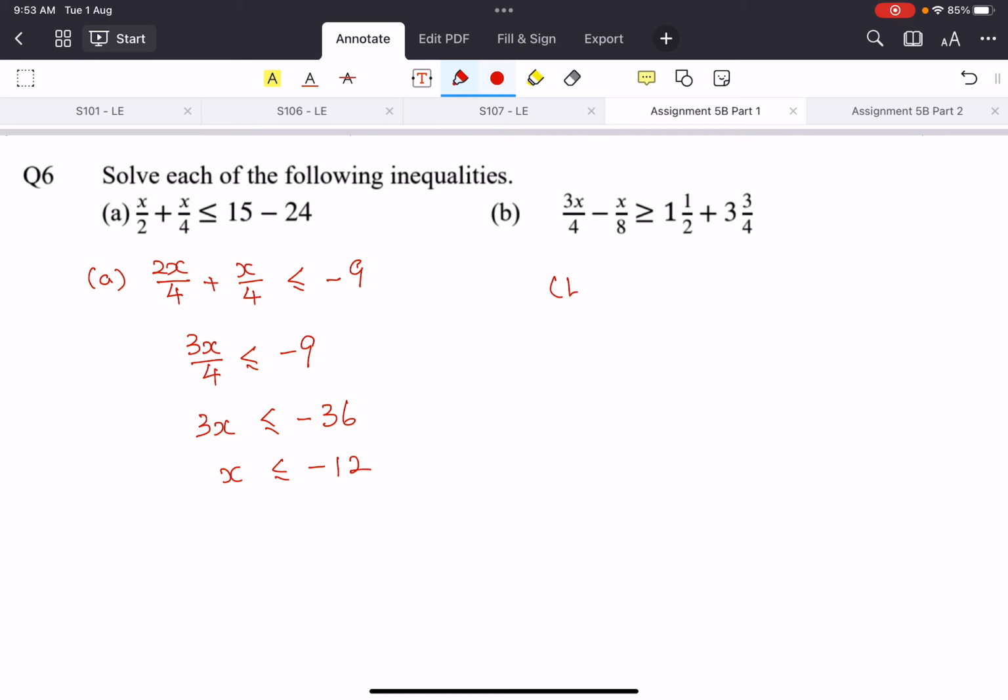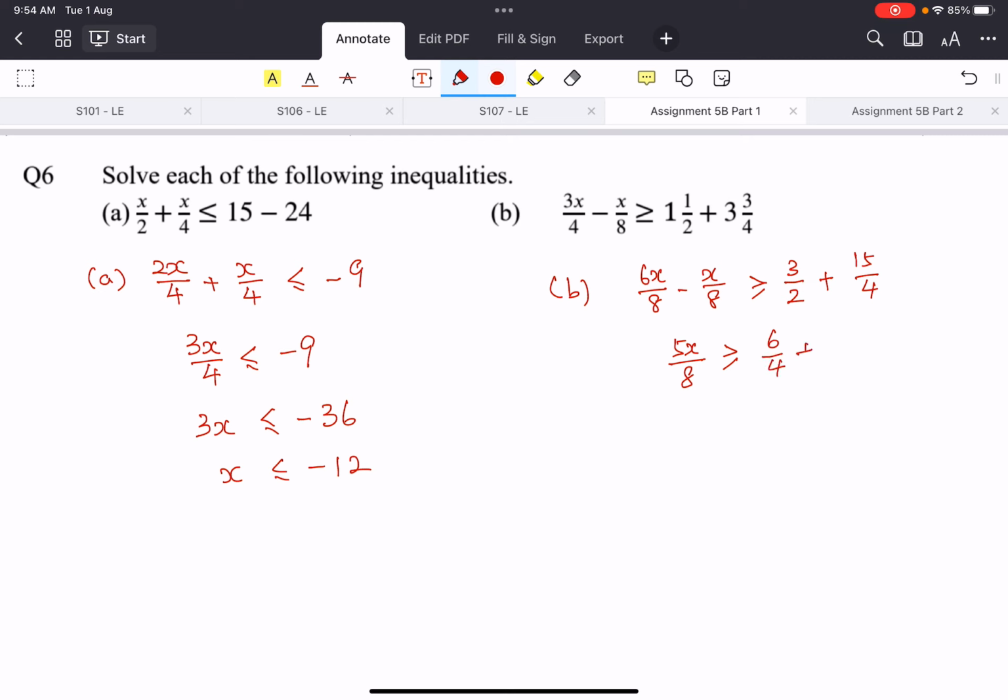Part B. Using the same idea, now I can make the denominator common. In this case, I can make the denominator 8, right? So we have 6x over 8 minus x over 8 is greater than or equal to, now 1.5 is actually 3 over 2. I can write it down. Doesn't matter, do it step by step. 3 3/4 will be 15 over 4, right? So from here we have 5x over 8 greater than or equal to 6 over 4 plus 15 over 4.